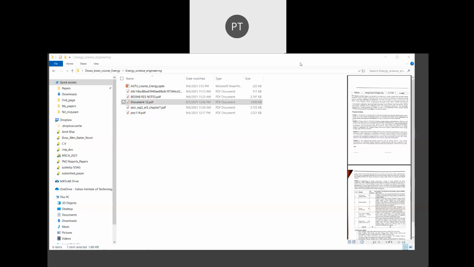Anybody? Do you know the famous equation E equals mc squared? This is the main fundamental relation between energy and mass.